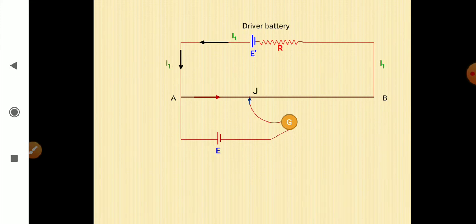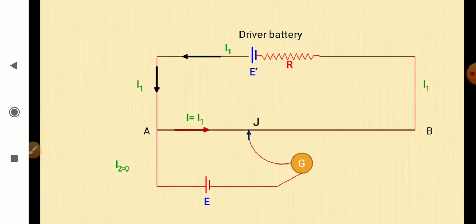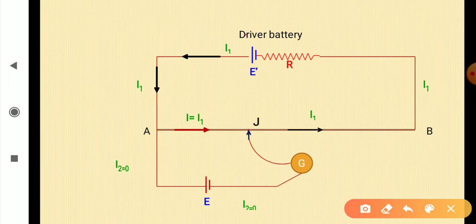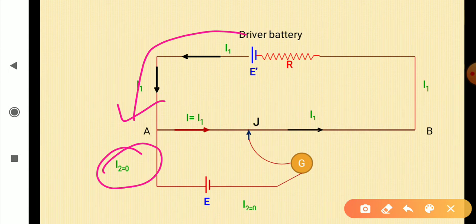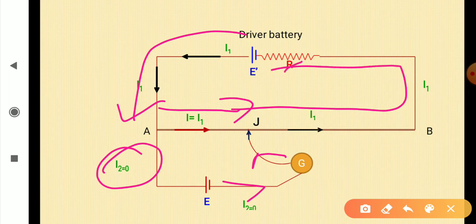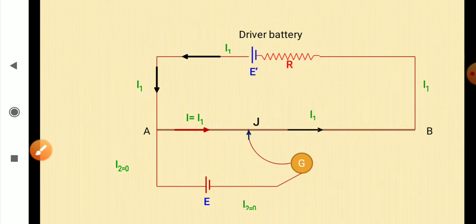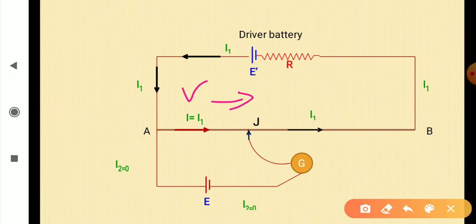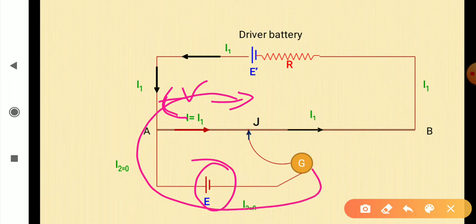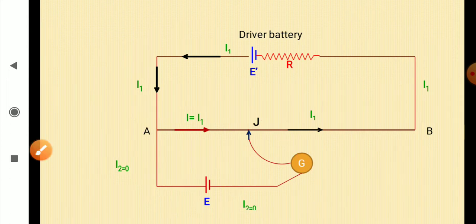See, current I1 is drawn from the driver battery, you see, but no current is passing through this E, and you can see that here I1 is coming from here and I2 is 0, so full I1 is going along this path, and there is no current here, no current here, so I1 is coming and I1 is following just this path, as if this does not exist. And this is possible only when this potential difference between A and J is equal to the potential difference of this EMF, and in that case no current will pass through this segment. Okay, so you can see the path followed by the current.